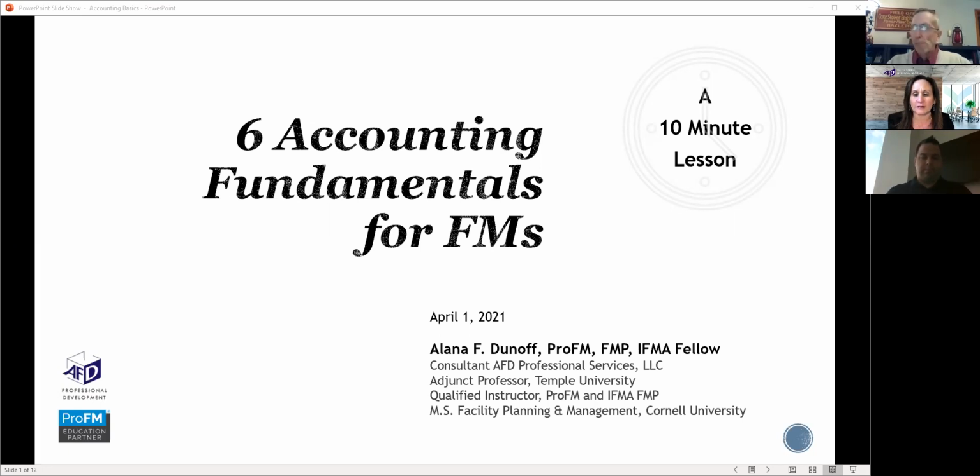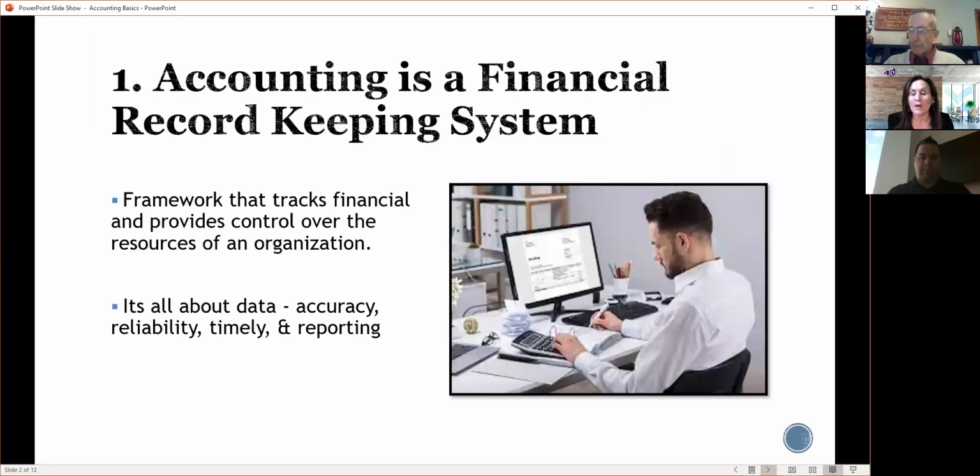So the first one is what accounting actually is. In the really sort of big view, accounting is a financial record keeping system. It is a way to track all of the financial transactions in an organization, money coming in and money going out, money in every different direction of an organization.